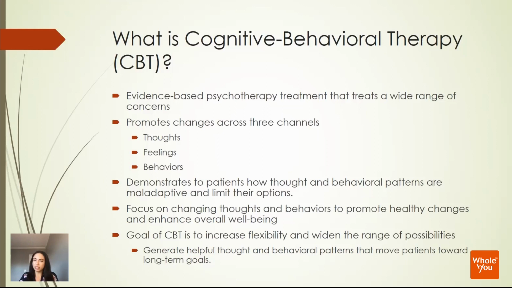We want to help demonstrate to the patient the ways in which their thoughts and behavioral patterns might be maladaptive, right? It might be keeping them stuck. It might be preventing them from reaching their goals. And we want to help them change those things. We want to help them think about situations differently and engage in new behavioral patterns that bring them closer to the life that they want to live. I like to think of CBT as to increase flexibility and widen the person's range of possibilities, and to start getting them to think about things in a new way and try things they've never tried before. And this is going to help them generate more helpful thought and behavioral patterns moving forward.